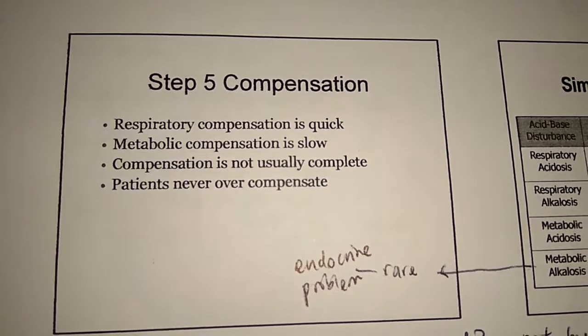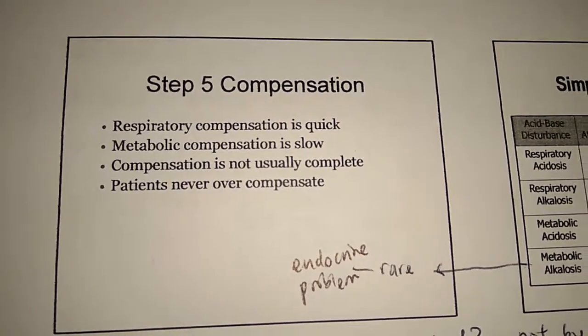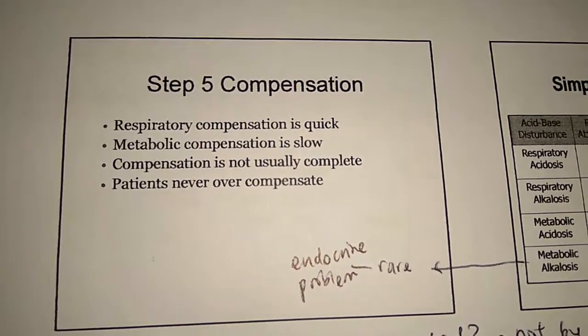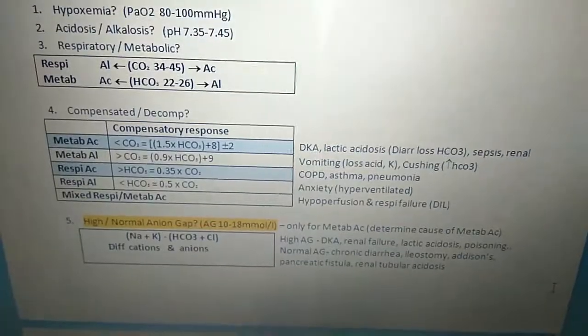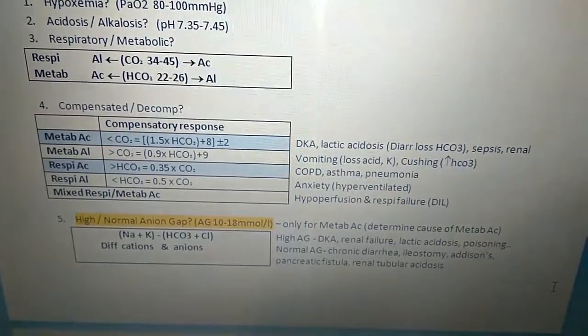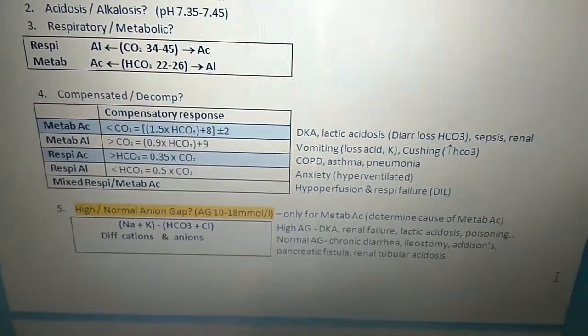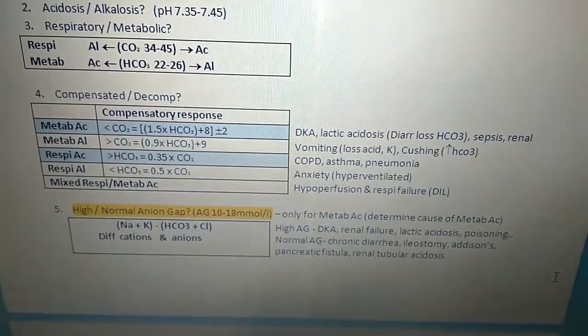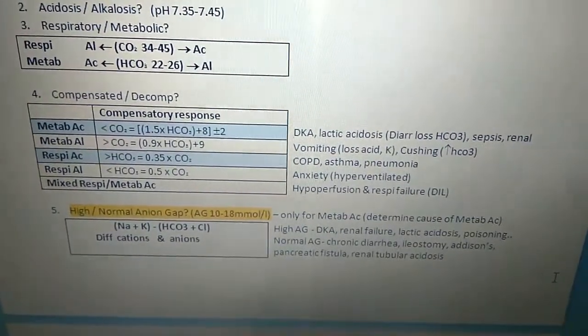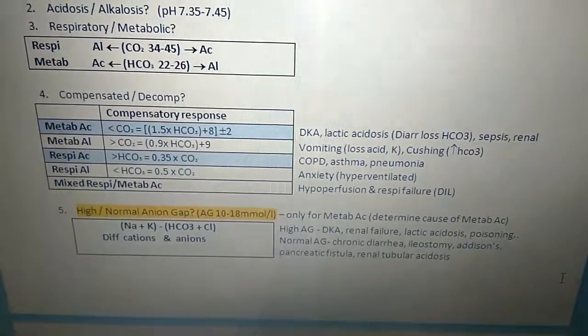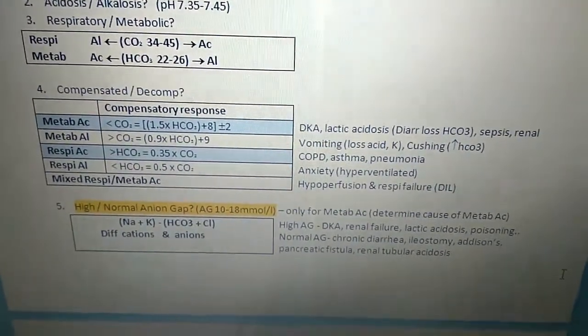Respiratory compensation is quick. Metabolic compensation is slow. Compensation is not usually complete. Patient never overcompensate. Metabolic acidosis, compensatory response formula: CO2 equals 1.5 times bicarb, plus 8, plus or minus 2.